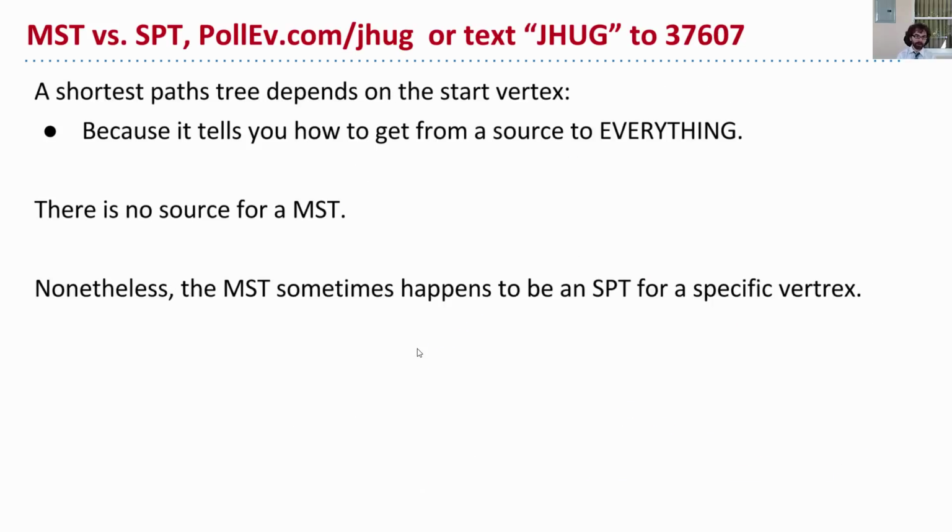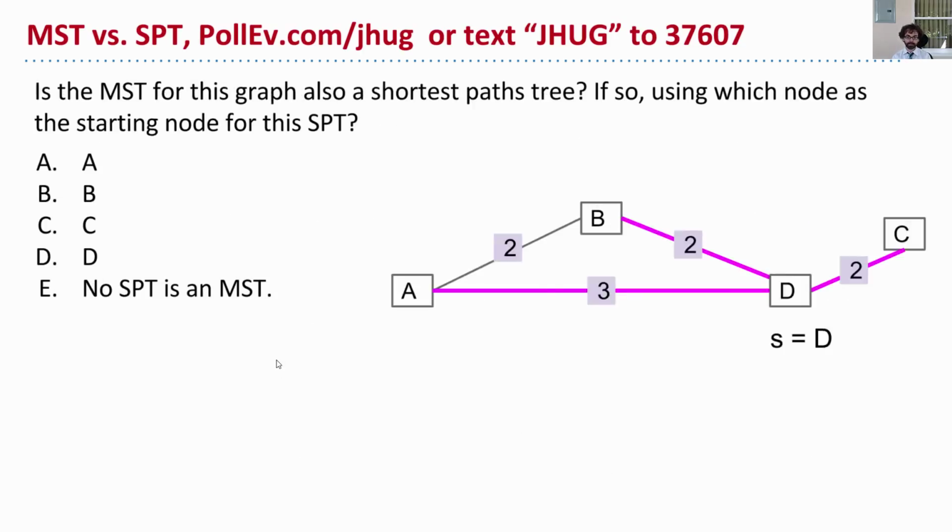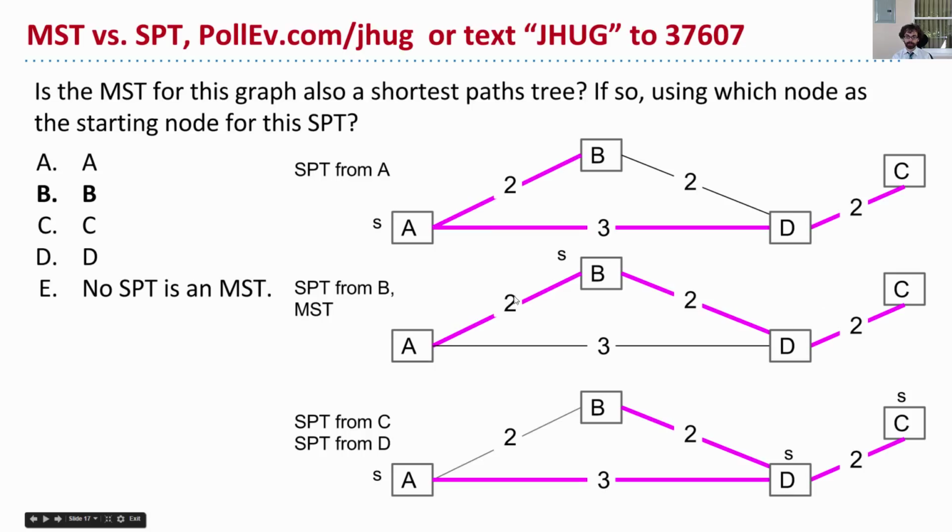So let's compare and contrast MSTs and shortest paths trees. We can say that a shortest paths tree depends on the start vertex, because what the shortest paths tree tells you is how to get from a source to everything else. There's no source for an MST. There's no notion of a start place. But nonetheless, it so happens that the MST sometimes happens to be a shortest paths tree for some specific vertex. In this case, it happened to be the one from B, happened to also be the minimum spanning tree.